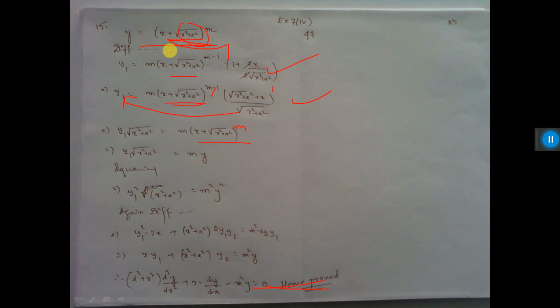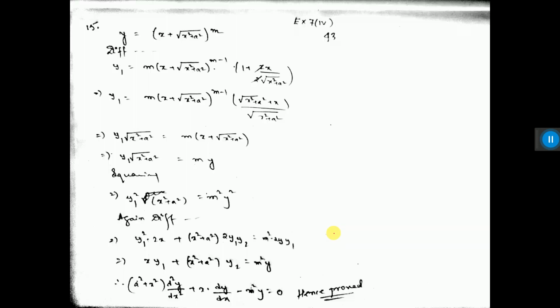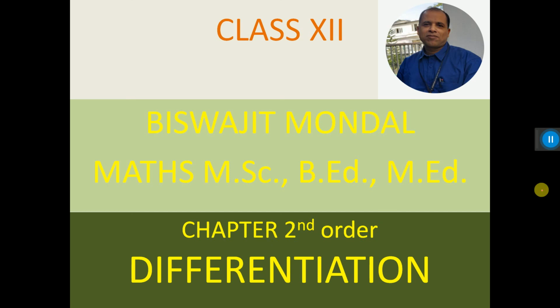Now this value is y. See here, this y you put here. Now squaring both sides. Here y1 square, here root cancel, here m square y square. Again differentiating, u into v differentiation. So y1 square into differentiation of this is 2x. a square is constant, I have not written. Again this into y1 square differentiation 2y1 y2, and here m square, again differentiation, that is 2y into y1. Now divide by 2y1, then you will get this. Take this on left side and the proof has come. That's all for this video.